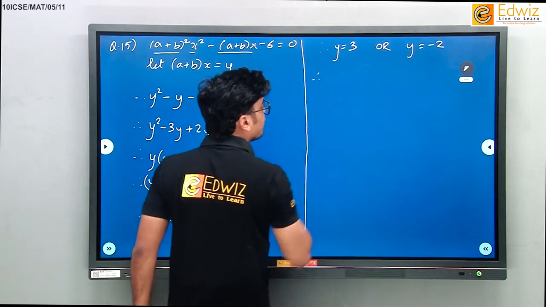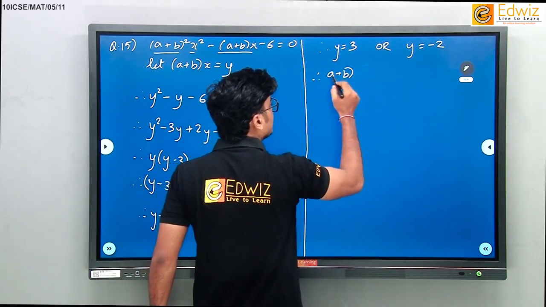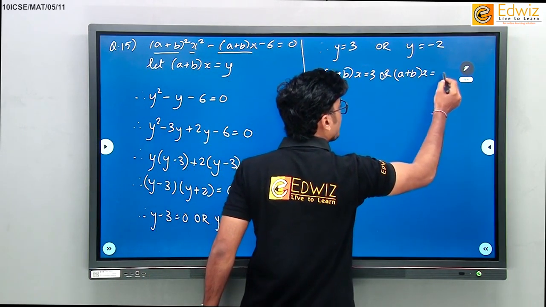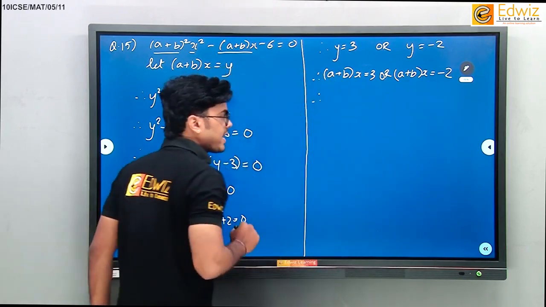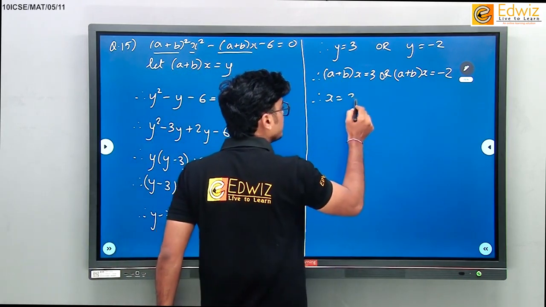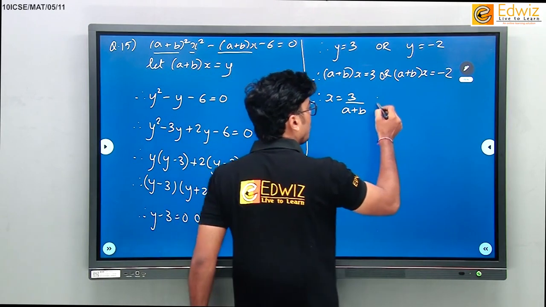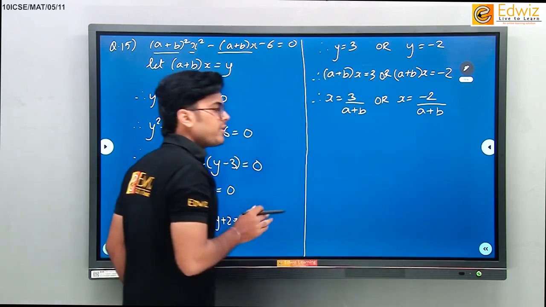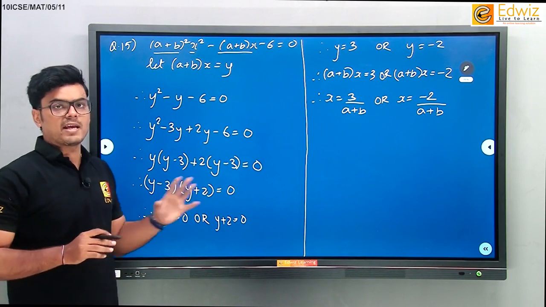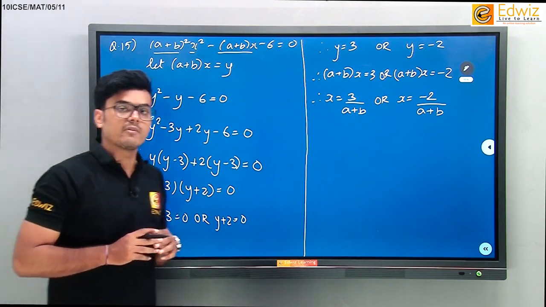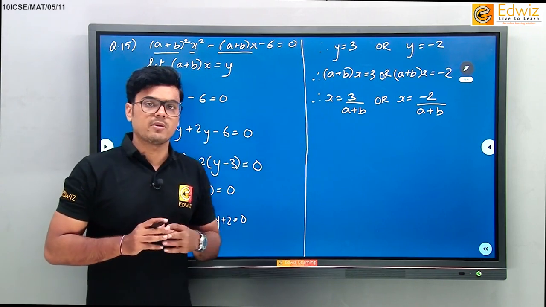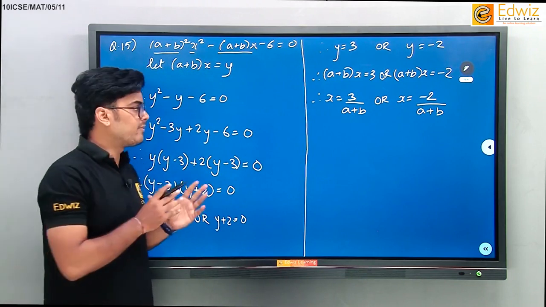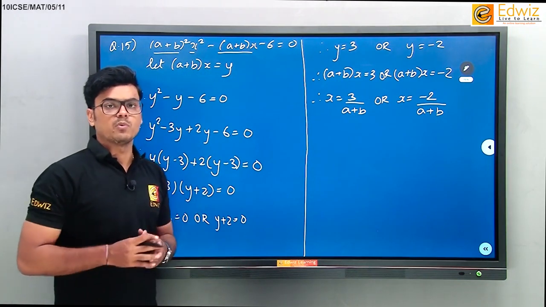So resubstituting the value of y here, it is (a plus b) into x equal to 3 or (a plus b) into x equal to minus 2. The two values of x here are x equals 3 upon a plus b or x equals minus 2 upon a plus b. We are going to get the values of x in terms of a and b only because they are part of the equation. So these are the two possible values of x. The equation is solved. I hope you understood question number 15. I'll give you 30 seconds to note this down. Then we'll move on to the next question.